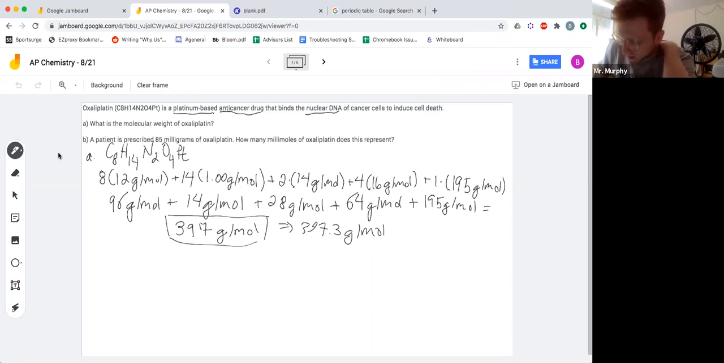So let's say now that you're a doctor and you want to prescribe 85 milligrams of oxaliplatin to your patient. You don't want to overshoot this. You don't want to undershoot this. If you overshoot the amount of oxaliplatin, you could just start killing cells indiscriminately. If you want to specifically target cancer cells, good. That's what you want to do. That's how you cure cancer.